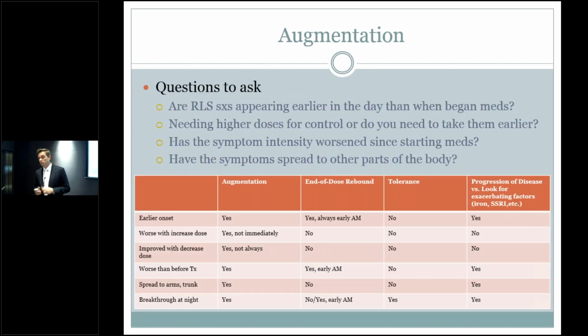So here's a list of kind of the questions to ask to see if those symptoms are appearing earlier in the day. Needing higher doses for control, has the intensity worsened since you started the meds, and have the symptoms spread to other parts of the body. If the patient describes the symptoms spreading to other parts of the body, you know you have augmentation. There's really no big ways other than that. There can be a progression of the disease, but I find it far less likely than the patient having been on their agonists for 3 to 5 years and it fits the time frame correctly.